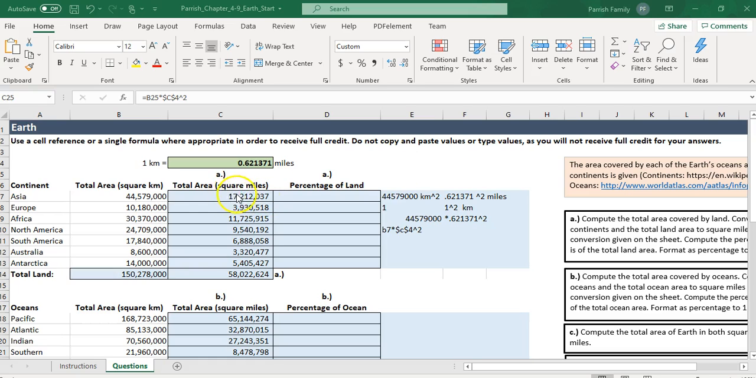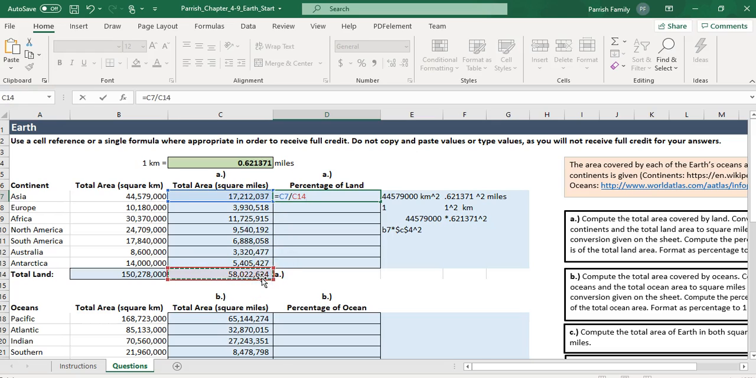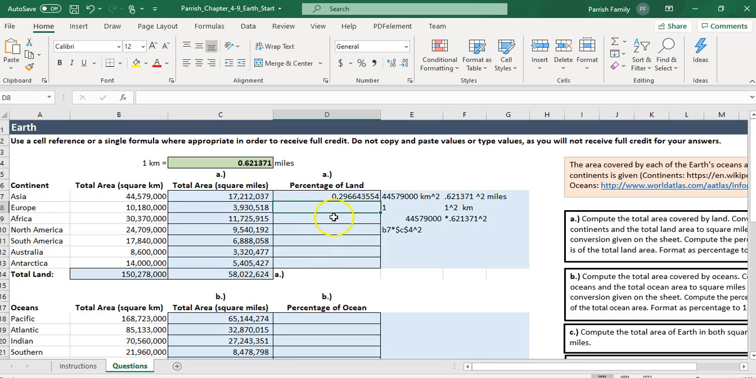So the percentage is going to be the total area divided by the total land. So we're going to be taking the 17 million and dividing by the 58 million to find our percentage. So we're taking this value and dividing it by this. Remember again, if I try and fill that down, I'm going to get some bad numbers. I'll just fill out a couple and you'll see, because it changes that C14 where the land total is. So remember, you have to use your cell referencing to do that.